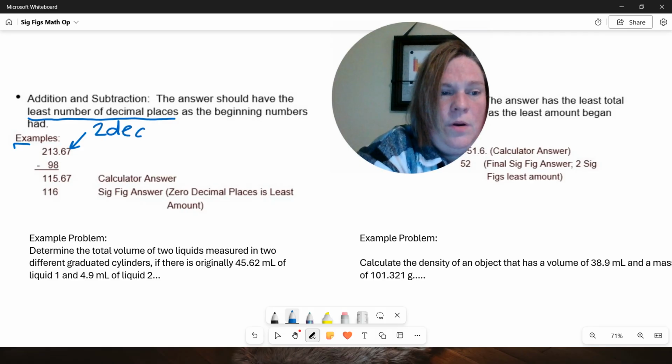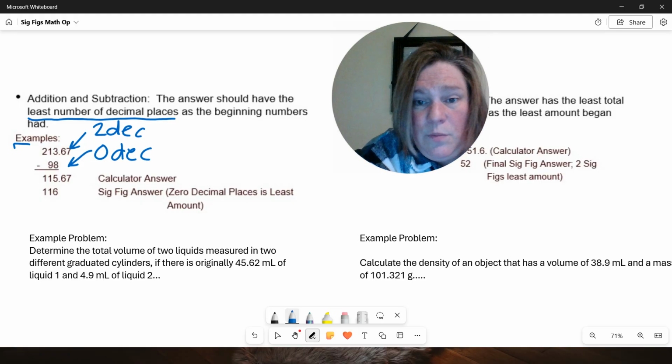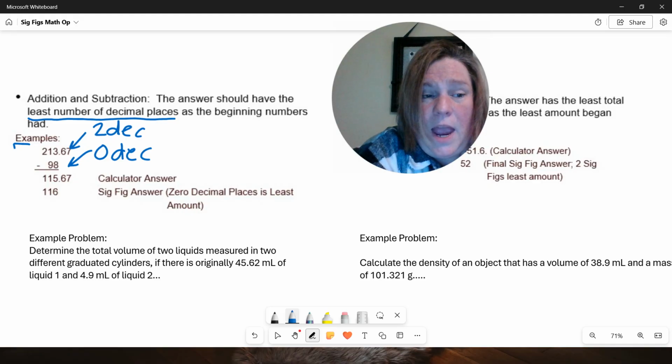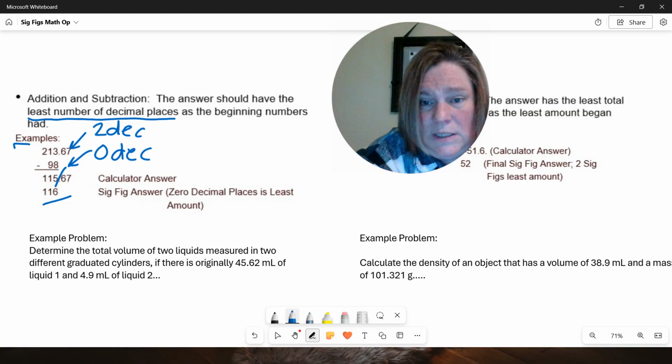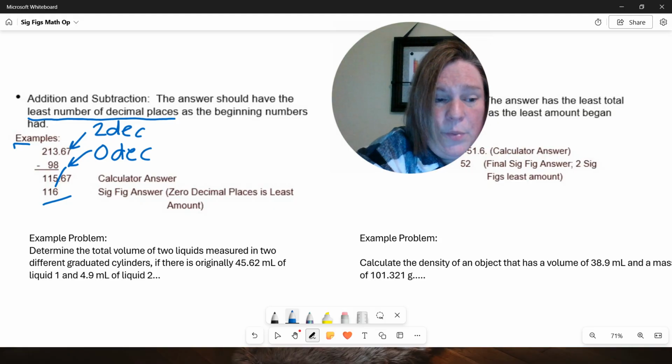And my second number in the subtraction has 0 decimals. My calculator gives me 115.67, which most students would just automatically write down because the calculator said so. But if I'm going to follow my rounding in significant figures and I'm subtracting, I need to keep 0 decimals in this problem. So I'm going to drop the 6, 7, and 5 rounds to 6, and my final answer is 116.